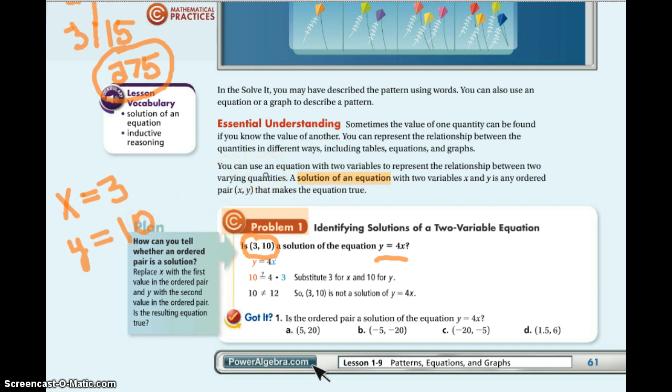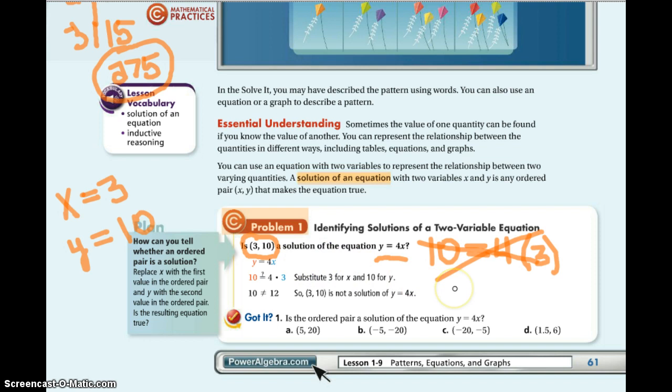So in this situation, we're saying that x is 3, y is 10. So if my equation was y is equal to 4 times x, is that a true statement? When I substitute the numbers in and I do my calculations, I find out that it is not a true statement. So since it's not a true statement, we know that this is not a solution.